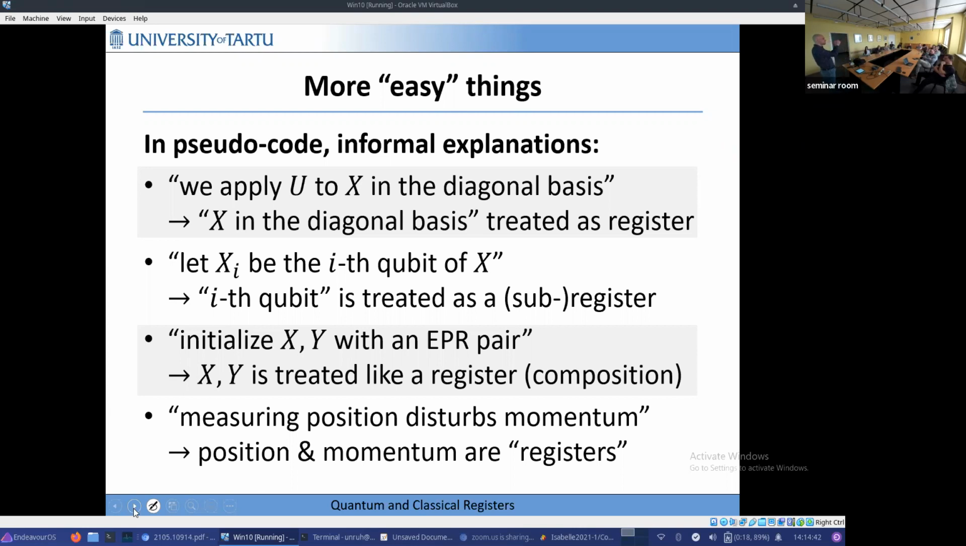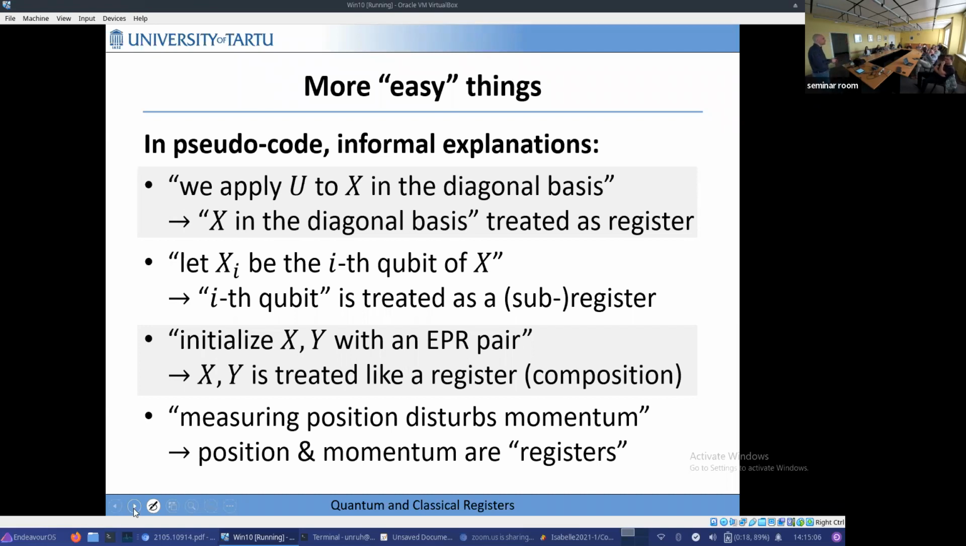So if I would say this part of the big system is the momentum, is the position, I would be equally justified in saying no, the elementary thing is the momentum. So they're both kind of subsystems, and we don't usually call them registers in that setting, because registers is a word we use more in quantum computing.